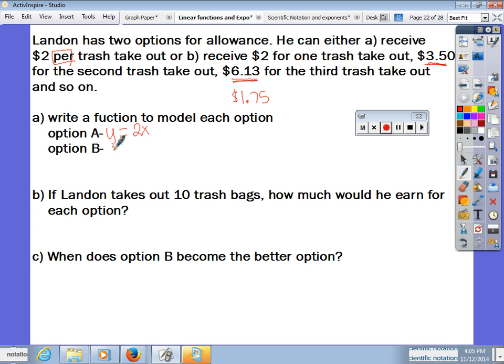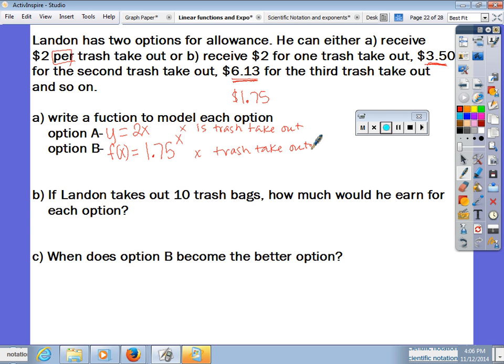So I'm just going to say f of x. If you wanted to say y, you could. Initial value, don't worry about that with this one. And we're just going to say 1.75^x. Now, let's also talk about what x represents. X in this case would be trash takeout. So x is trash takeout. Same thing for this one. X would be trash takeout. And this will help us with part B.